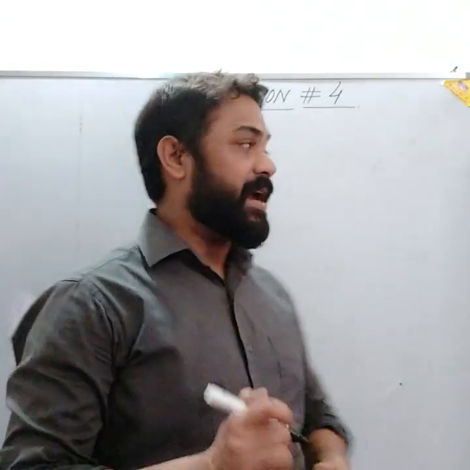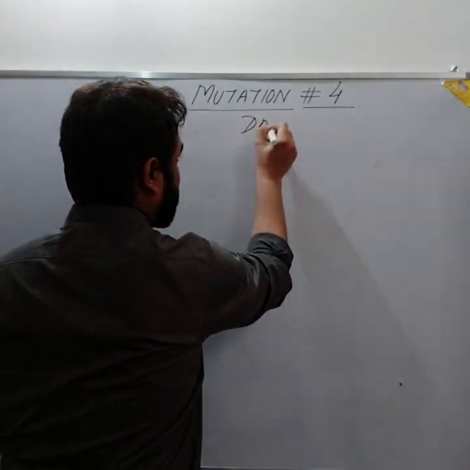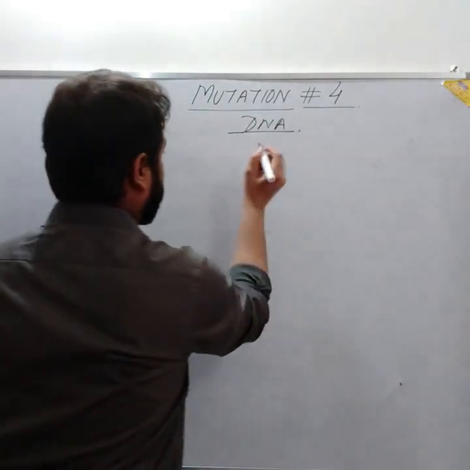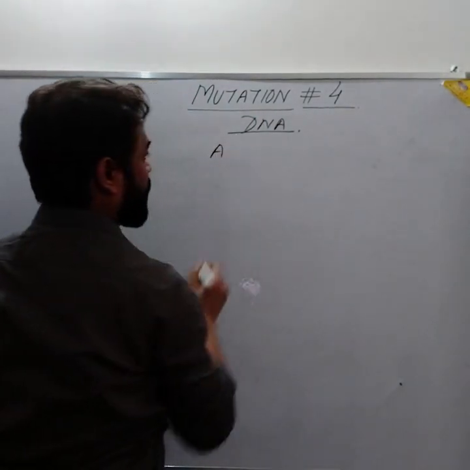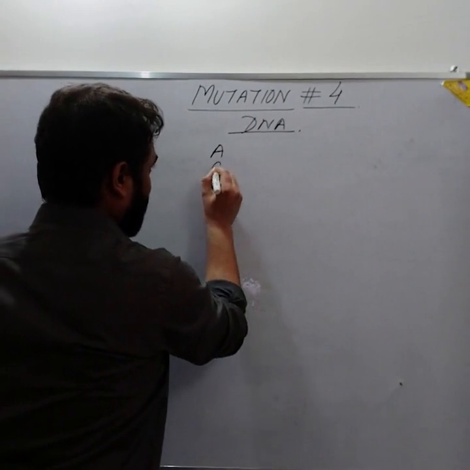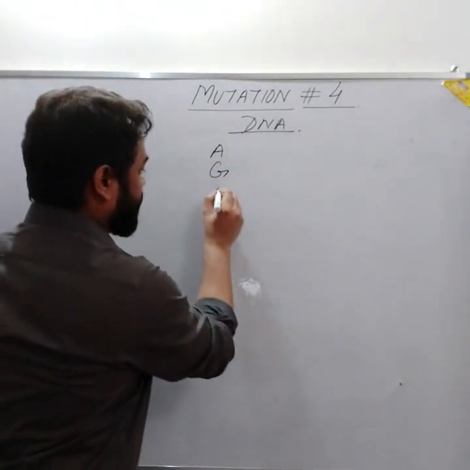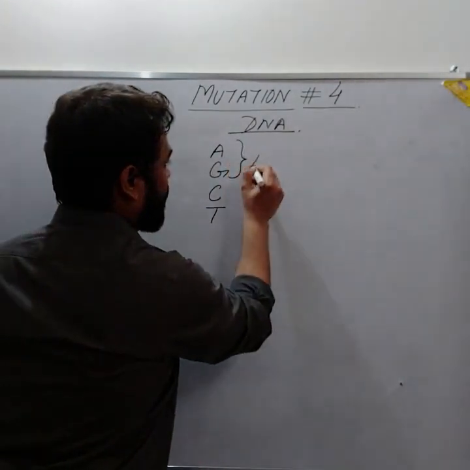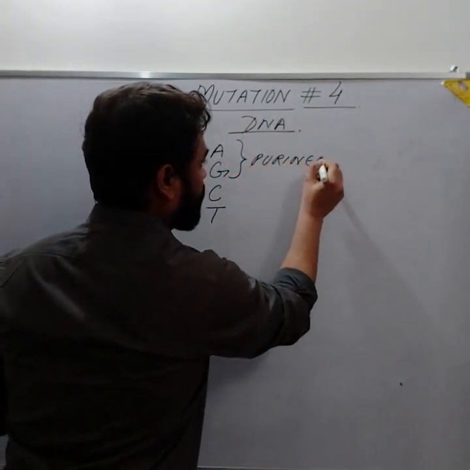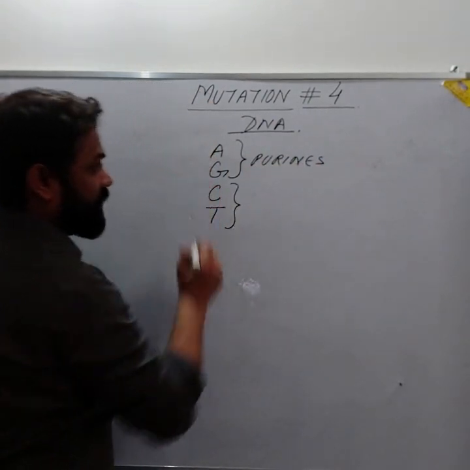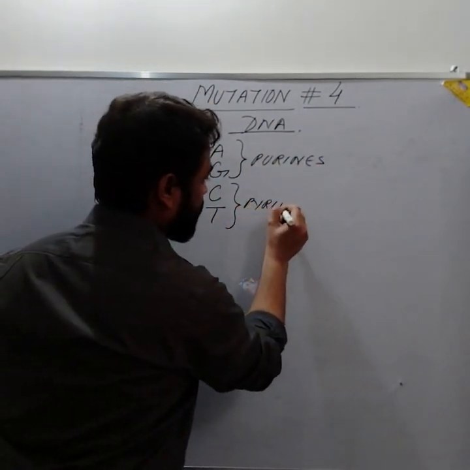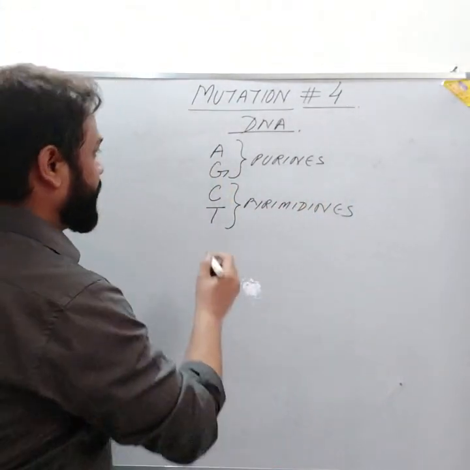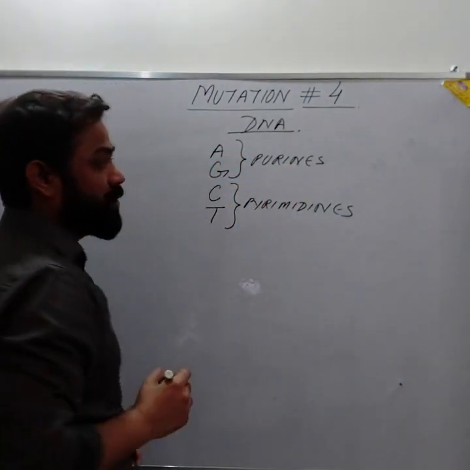As we all know, if we talk about DNA, we have four kinds of bases. We have adenine, guanine, cytosine and thymine. If we talk about DNA, these two are the purines and these two are the pyrimidines. Already we have discussed that these two are the purines and these two are the pyrimidines.